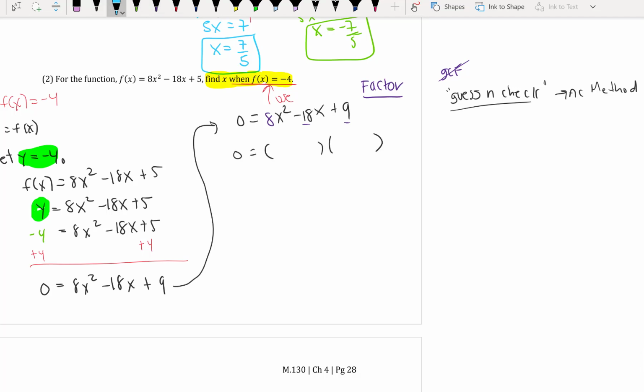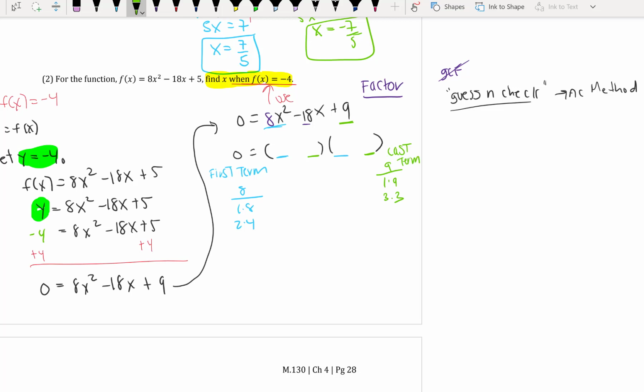So I'm going to look at that first term. That's an 8. So that's 1 times 8 and 2 times 4. I'm also going to be looking at this last term, which is 9. So that's 1 times 9, and it's also a 3 times 3. So I know the last term goes there, and the first in the parentheses is the first term. And then the last in the parentheses is the last term.